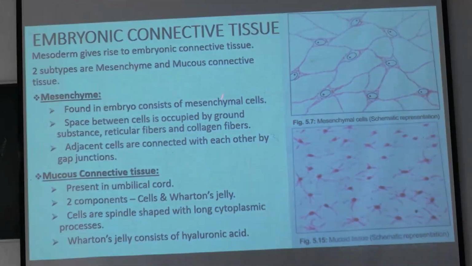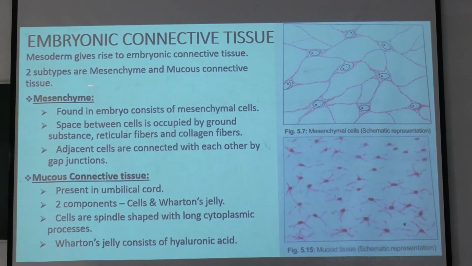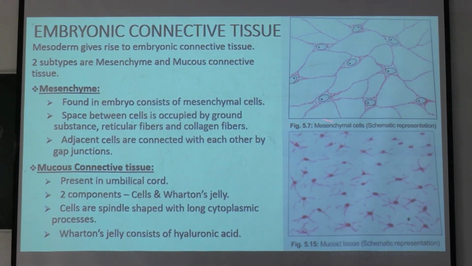In the lecture we have discussed different components of the connective tissue. Now we will discuss today the different types of connective tissue, and we will see slides of different types. First is embryonic connective tissue. Mesoderm gives rise to embryonic connective tissue, and two subtypes are mesenchyme and mucous connective tissue.